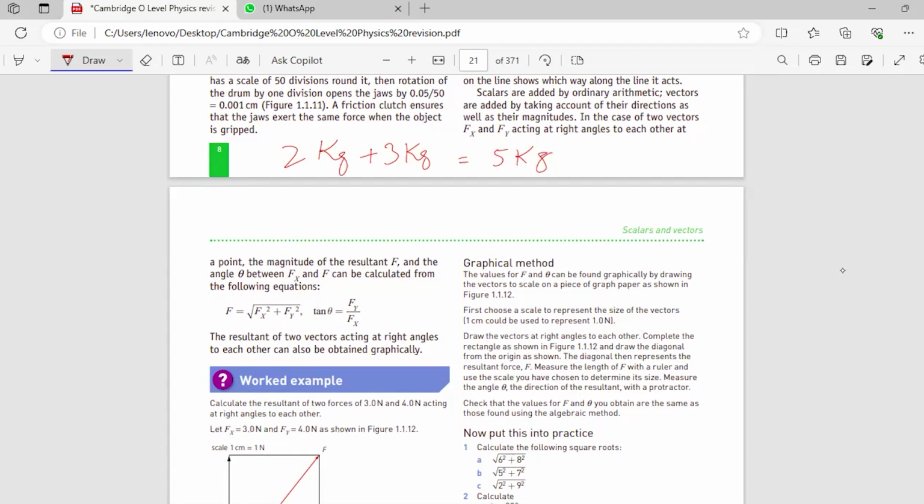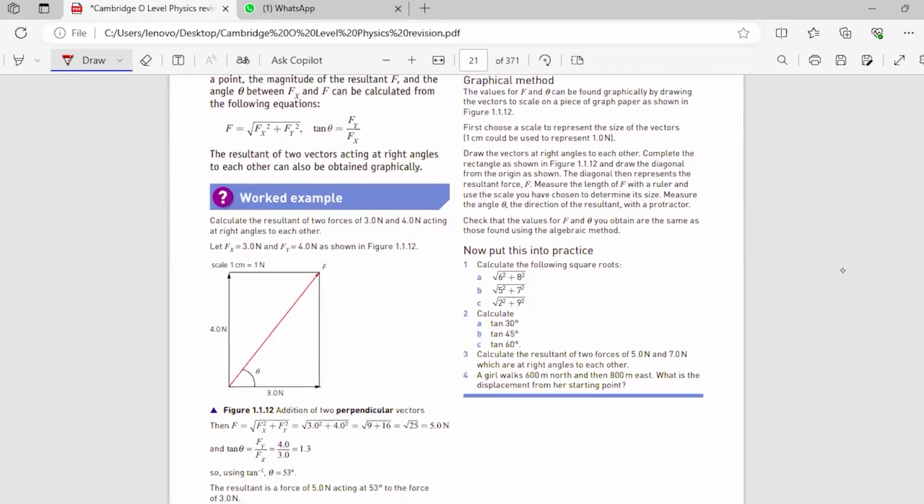While if we have to add two vector quantities, then we have the parallelogram method. For example, if 3 Newton and 4 Newton forces act in the same direction, the resultant is 7. If they act in opposite directions, the resultant is 1. And in between 1 and 7, all the other forces are possible.